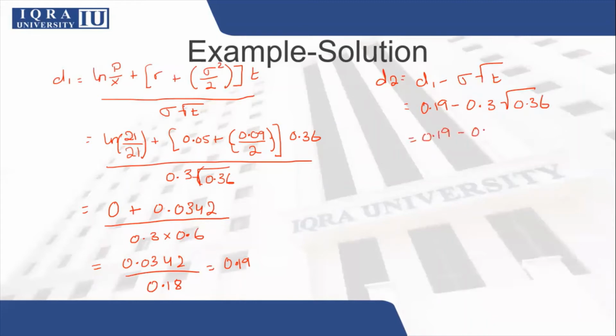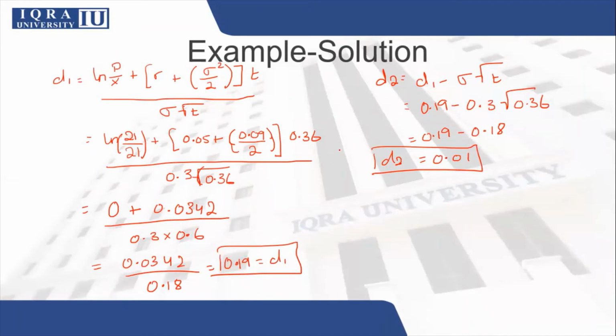0.19 minus 0.18, you get 0.01. So this is your D2 value, and this one was your D1 value. Make sure you do the calculation in the calculator so that you do not make any calculation mistakes.